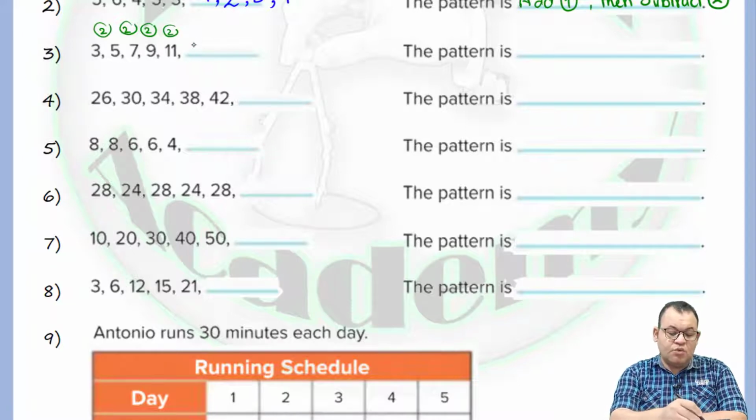So to find the next number, it will be 13 by adding 2. If you add 2, it will be equal to 15. By adding 2, it will be equal to 17. So the pattern that we have is adding 2.